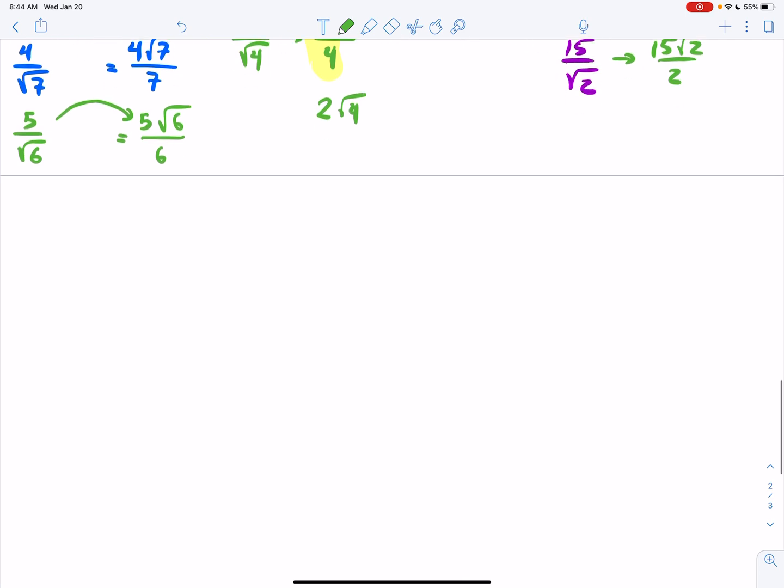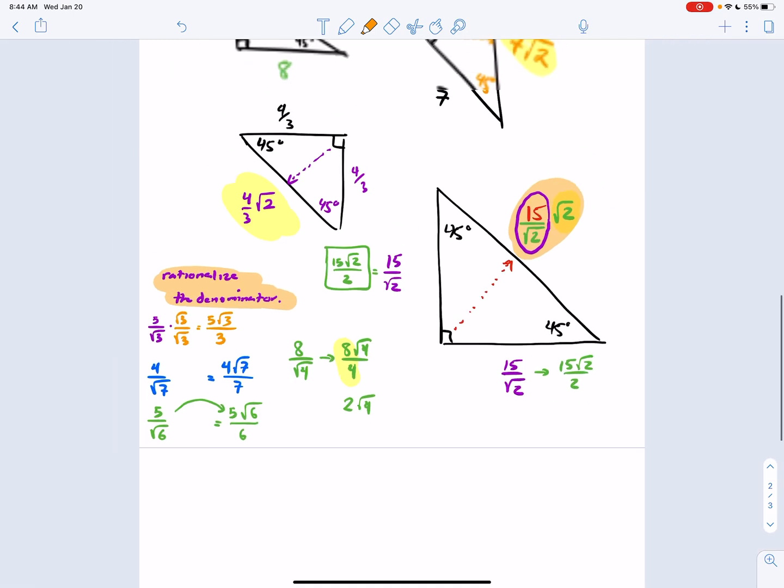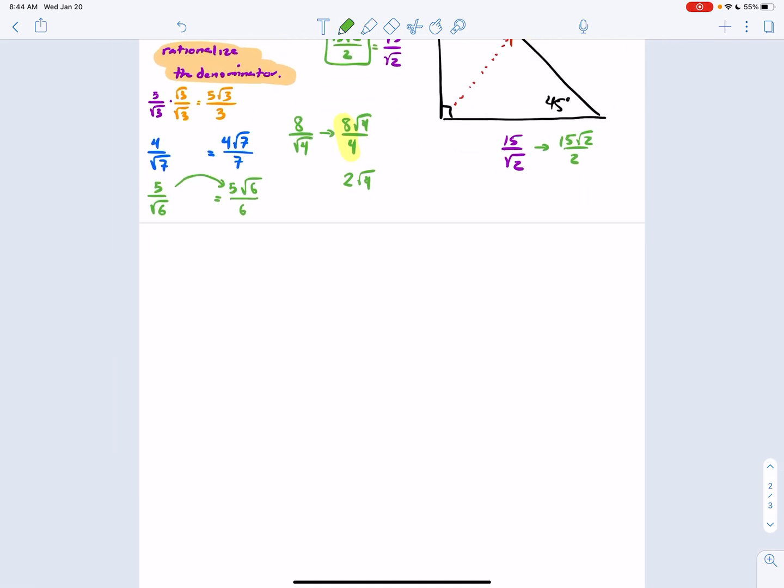So, two things that you just picked up there: knowing how to rationalize the denominator, but also how to handle it when you don't have a radical 2 in your hypotenuse. Let's try a couple. Here's part, I think, G. Let's say that this right here was 9.